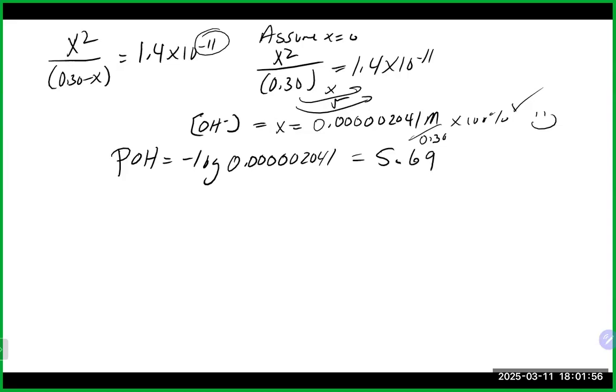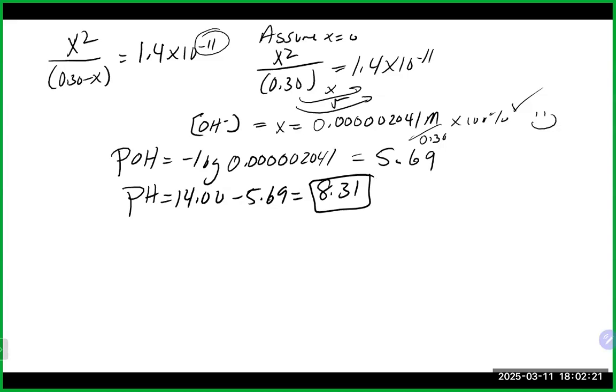5.69. And again, if by some chance you were confused and thought that this was the pH, it should not make sense to you, because that's less than 7, and obviously we're dealing with a basic solution. So our pH in this case would be 14 minus our 5.69, which is 8.31, a basic pH, and that would make more sense.